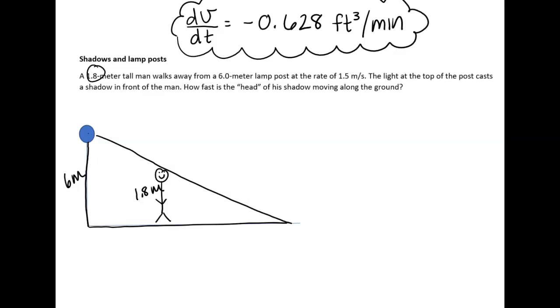We're looking for the light casts a shadow in front of the man. So this distance here to here, I'm going to call that S for shadow. We also have this distance that the man is away from the lighthouse. Okay, so now what we have is two similar triangles. We have the big one, and we also have this one.